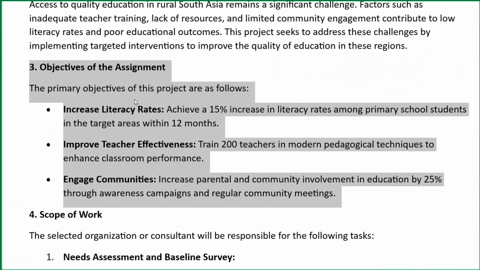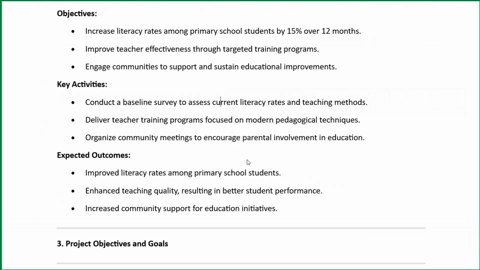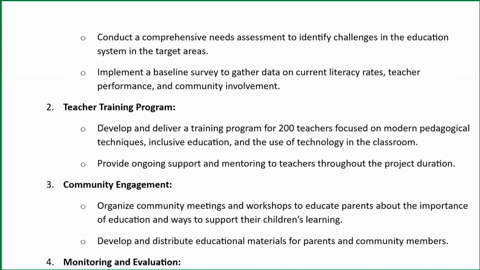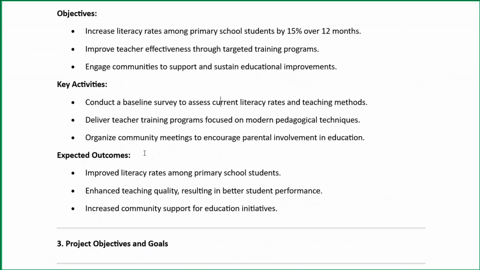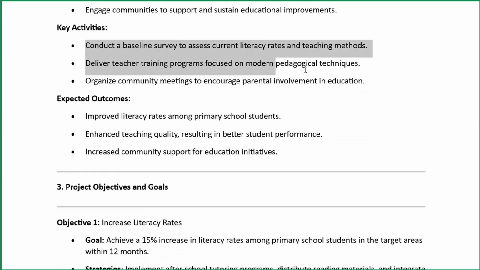Here you can see in the TOR that first you need to conduct a needs assessment, baseline survey. Then deliver a teacher training program. They ask for a teacher training program in the TOR. So here you can see the teacher training program activity is mentioned, and then community meeting activity, expected outcome, include proper details for this activity, but this is just the executive summary first, and then the expected outcome.